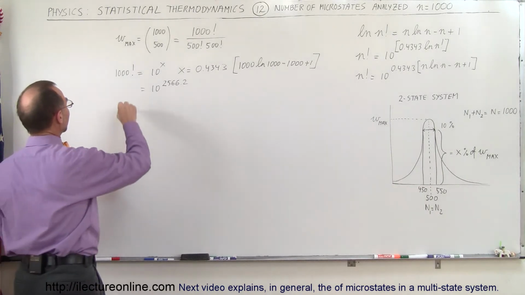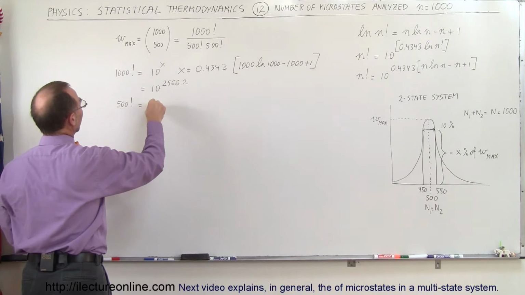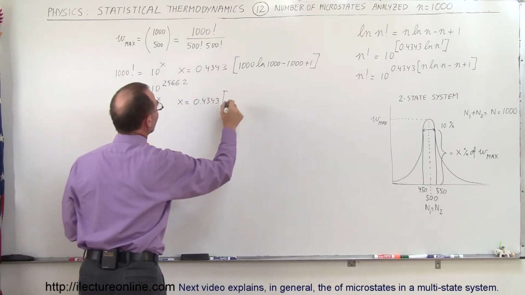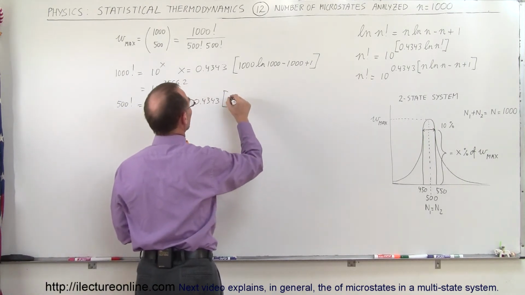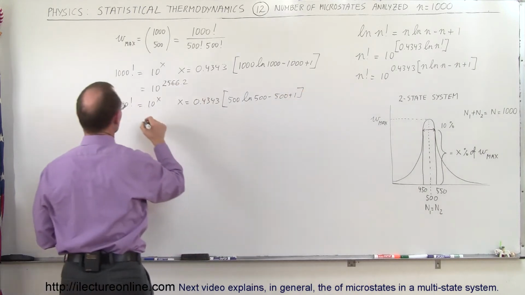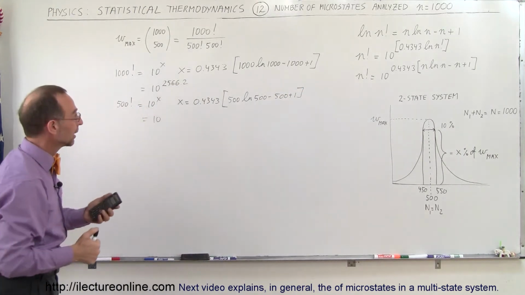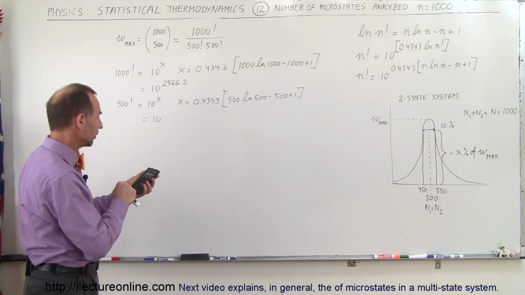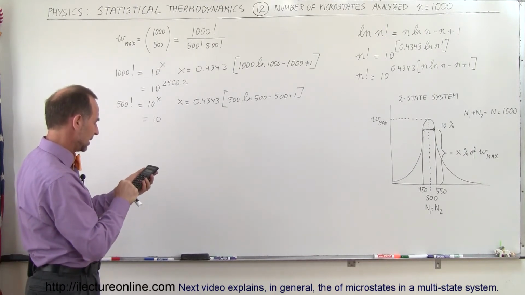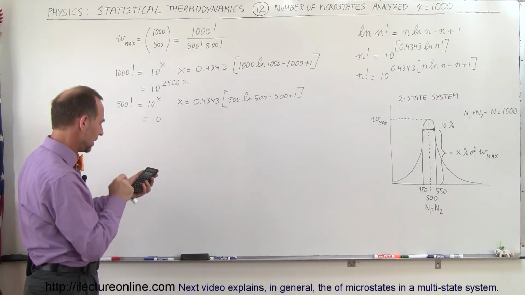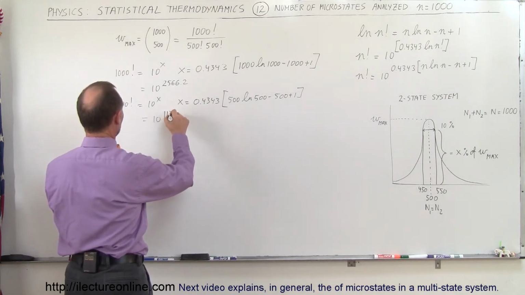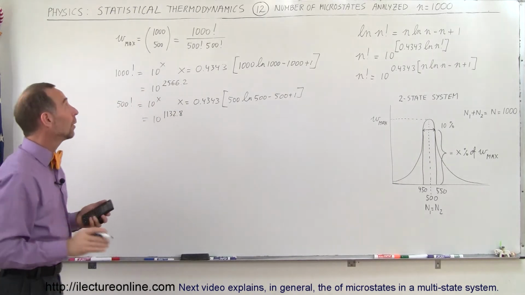All right, let's now do the same for 500 factorial. So for 500 factorial, that is equal to 10 raised to the x power, where x is going to be equal to 0.4343 times what we call Stirling's approximation. That would be 500 times the natural log of 500 minus 500 plus 1. And so that will be equal to 10 raised to the exponent that we'll get on our calculator. So that becomes 500, take the natural log of that, times 500 minus 499, and then multiply that times 0.4343, and I get 10 to the 1,132.8 power. All right, so now we can go ahead and evaluate that.